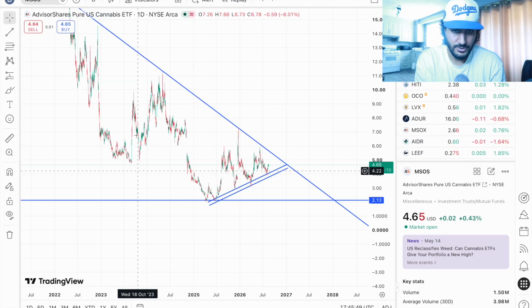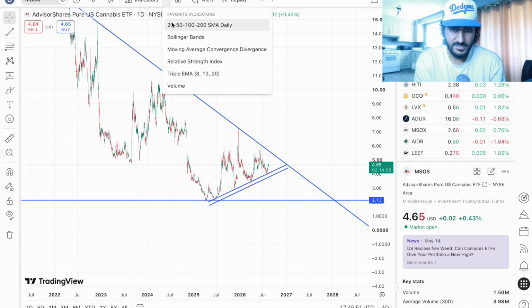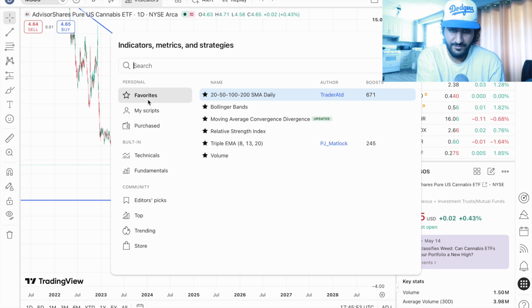You're going to come here to your indicators, and this is the one that you want. I have a favorites section right here. These are the ones that I really like to use. Of all of these, I will play around with a bunch, but my main favorite one is this first one.